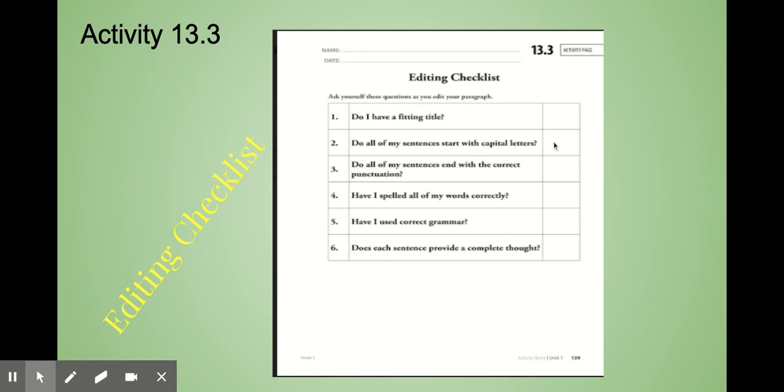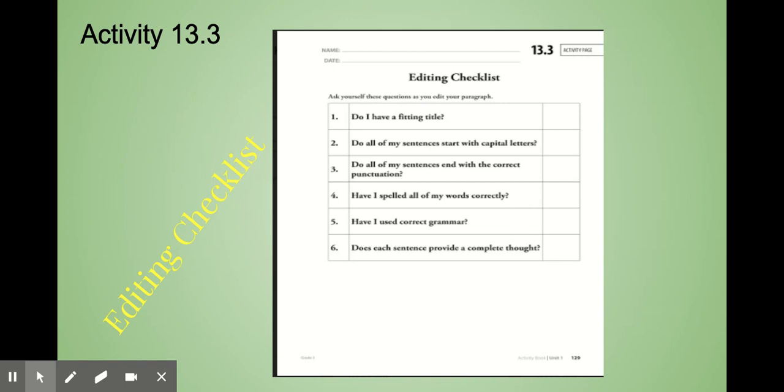2, do all of my sentences start with capital letters? So make sure you check your capitalization. Number 3, do all my sentences end with the correct punctuations? Do I have a period at the end or an exclamation point or a question mark if I'm asking a question? 4, have I spelled all my words correctly?